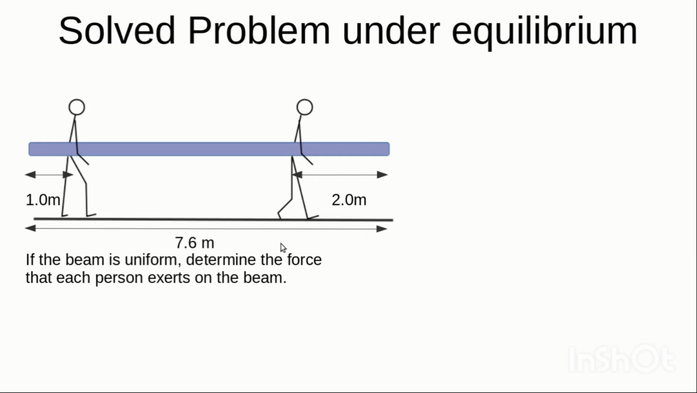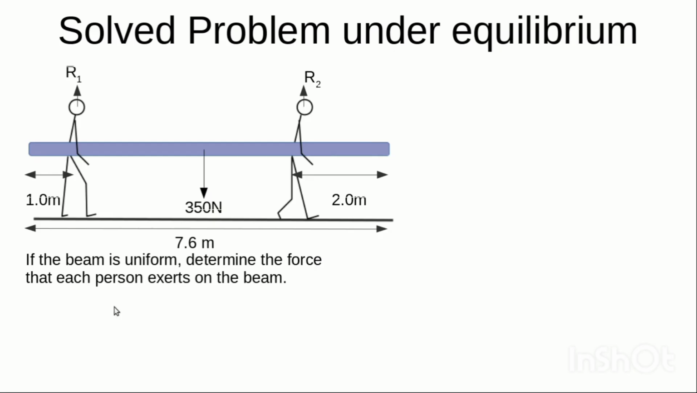Okay, so the weight of the beam, because it is uniform, acts at the center and it's given as 350 Newton. Then we also notice that this person exerts a force upward. This one also exerts a force, so we can call them reactions. We call the first person reaction 1 and the second person reaction 2.